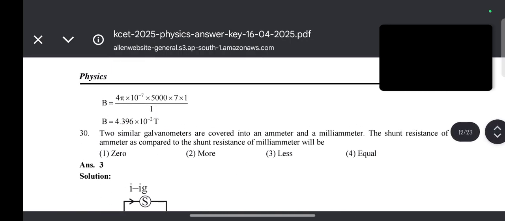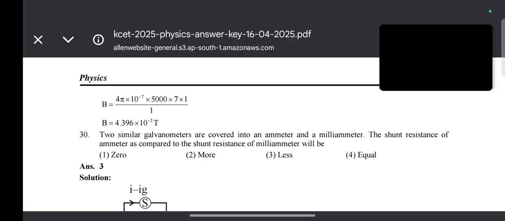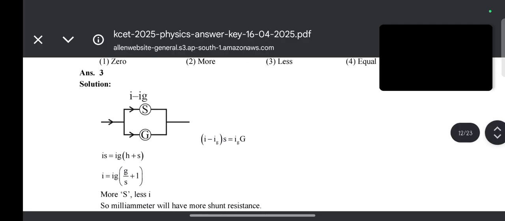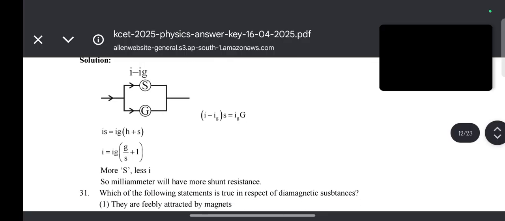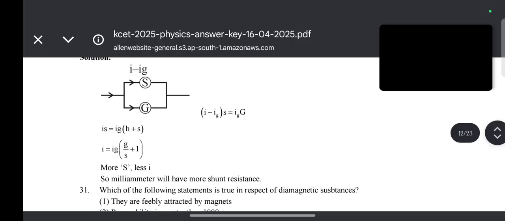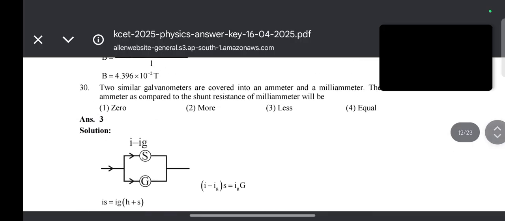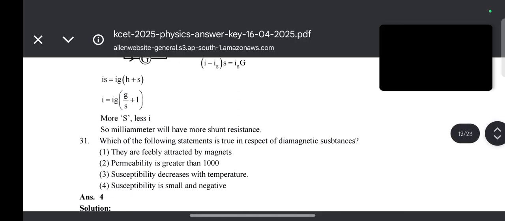In 30th question, two similar galvanometers are converted into an ammeter and a milliammeter. The shunt resistance of the ammeter as compared to the shunt resistance of the milliammeter will be zero, more, less, equal. So therefore Is is equal to Ig into G plus S. So therefore I is equal to Ig into G by S plus 1. So therefore more S, less I. So therefore it is option 3, that is less.